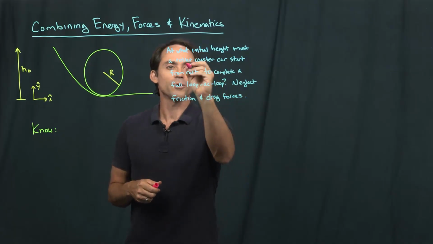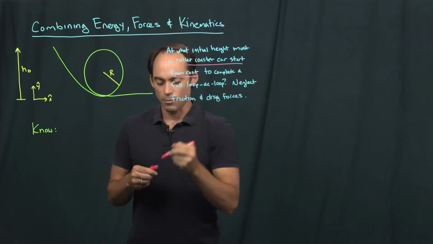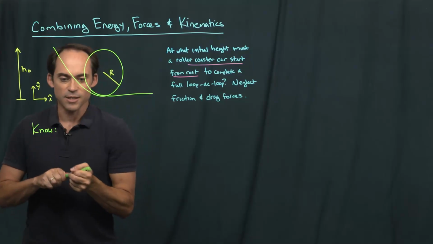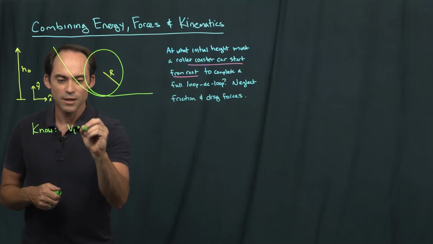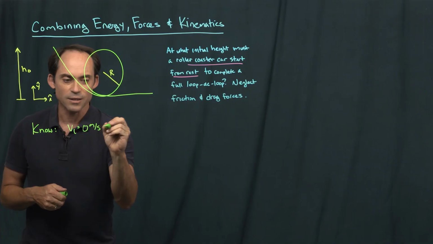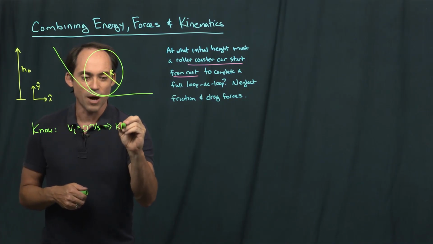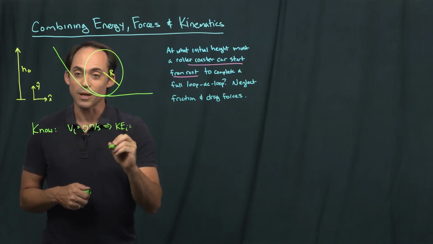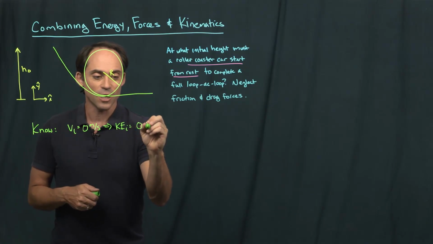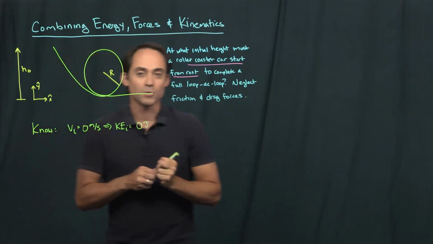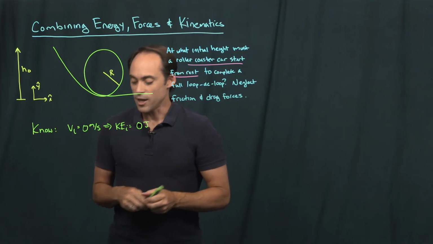So the things that we know when we look at the text, we can see that we're told that the roller coaster car starts from rest. And so that tells us that our initial speed is equal to 0 meters per second. And since we are possibly looking at an energy perspective, it's important to look at what the kinetic energy is. And that initial kinetic energy is going to be 0 joules because it has 0 speed.